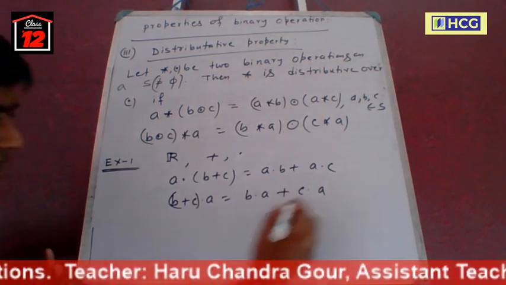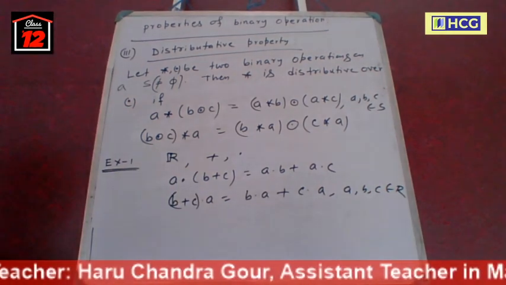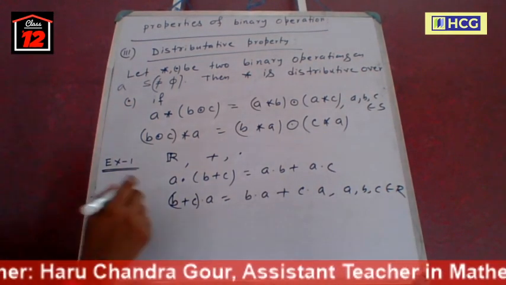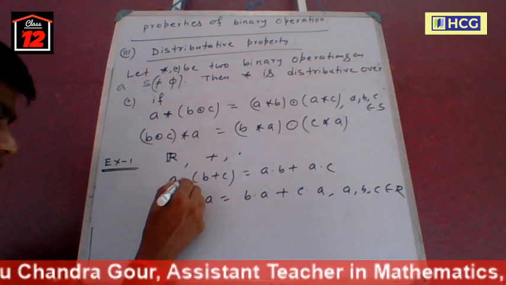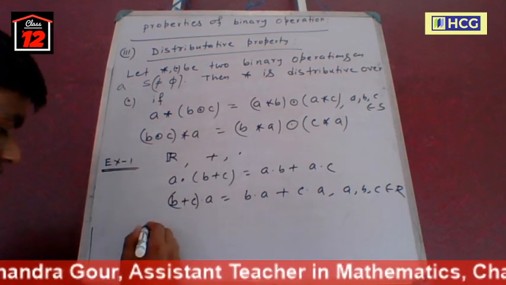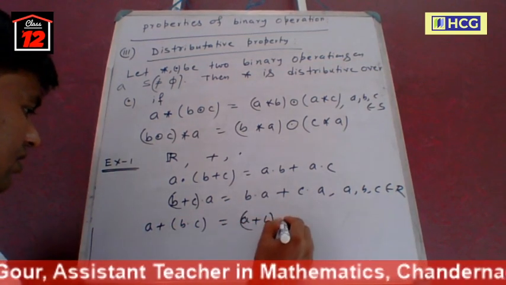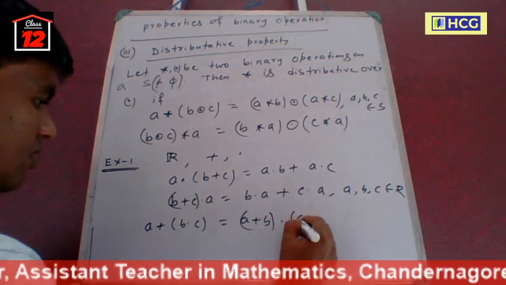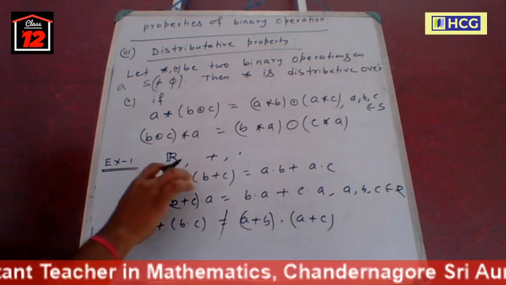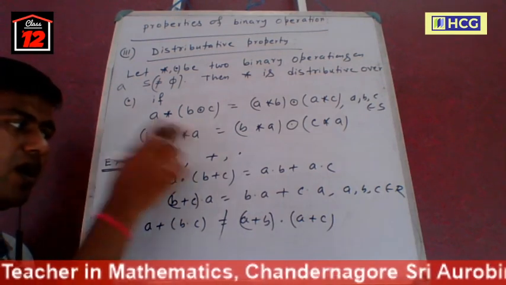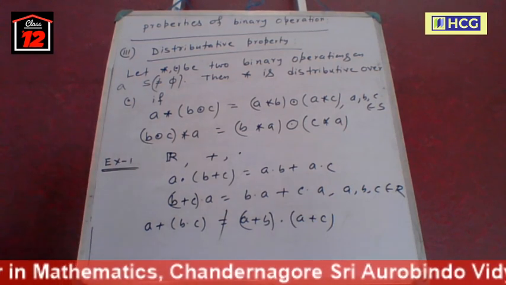So we can say that, for elements belonging to R, the multiplication is distributive over addition. The operation multiplication is distributive over addition, but A plus (B dot C) is not equal to (A plus B) dot (A plus C). This is not equal. So the plus is not distributive over multiplication. The multiplication is distributive over addition, but the addition is not distributive over multiplication.